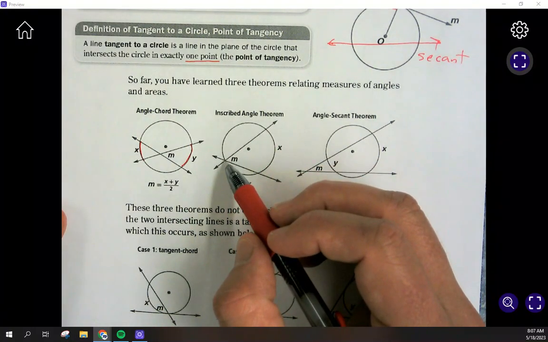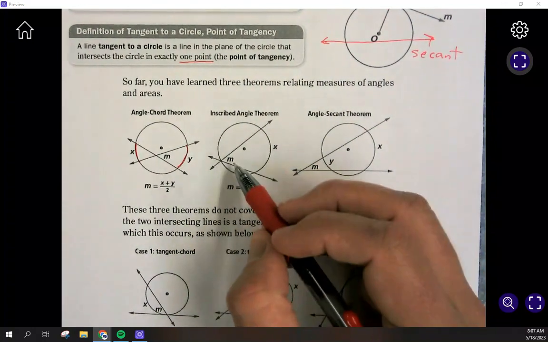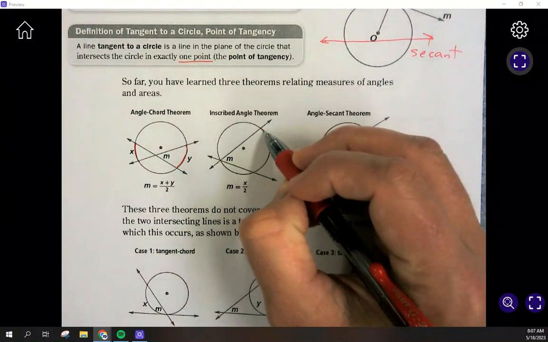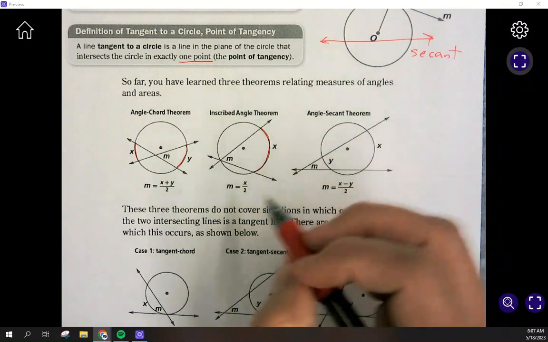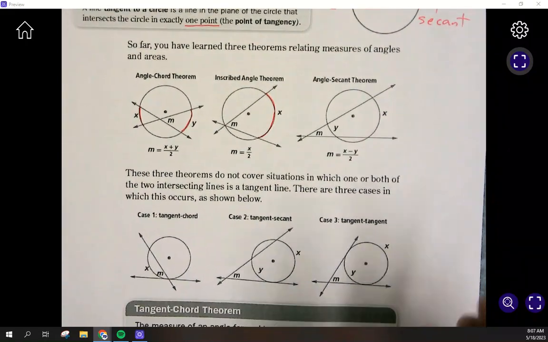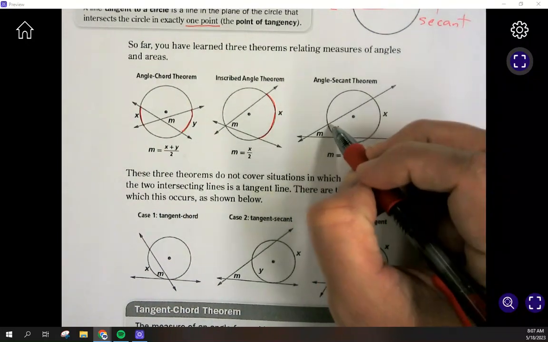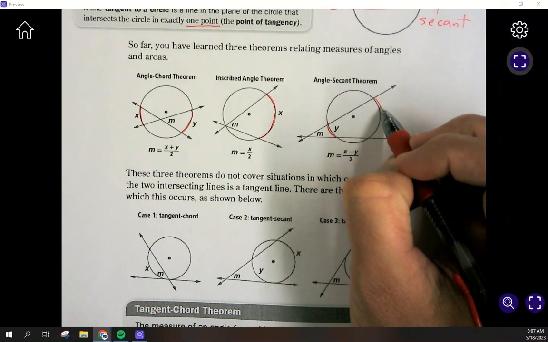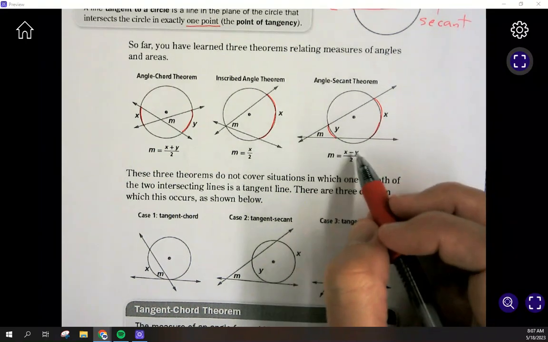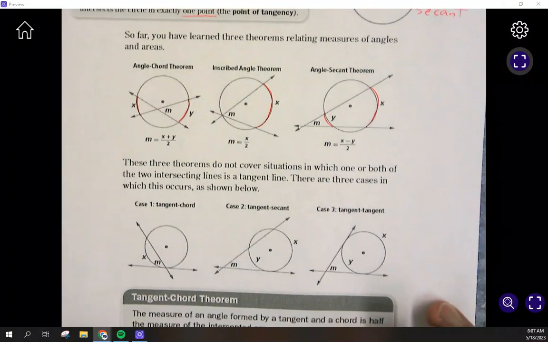Sometimes we have that point of intersection on the edge of the circle, and that's our inscribed angle. That angle is just half the size of the one arc that it's creating. So you take the arc and divide it by 2. And then when that angle is on the outside, we take the two arcs, subtract the big one minus the small one, and then divide it by 2. We're going to see very similar things here with tangents.